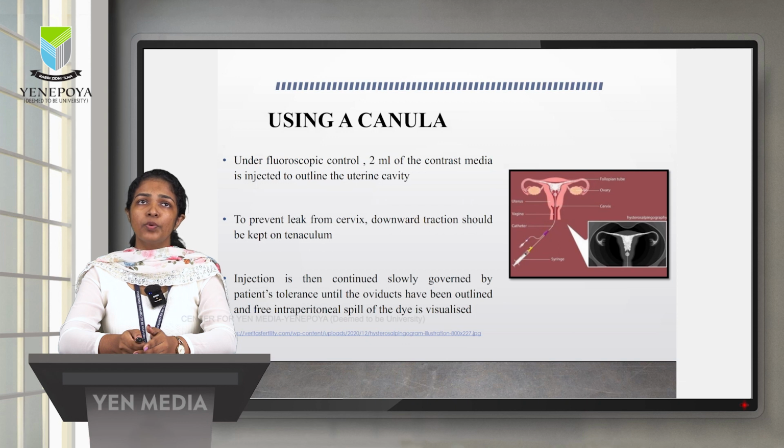So under fluoroscopic control, 2 ml of contrast media is injected to outline the uterine cavity. To prevent the leak of the contrast media from the cervix, gentle traction should be kept by the tenaculum. The injection is then continued slowly, governed by the patient's tolerance, until the oviducts, that is the fallopian tubes, have been outlined and free intraperitoneal spill of dye is visualized.